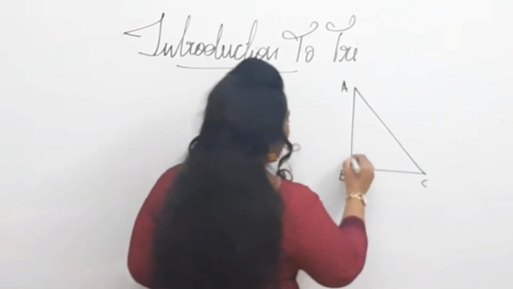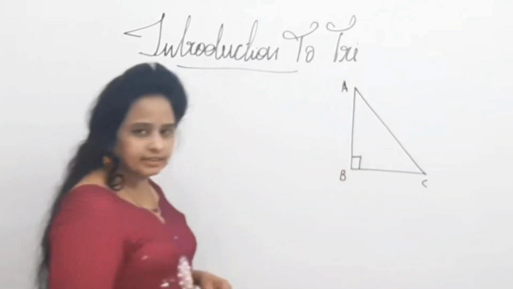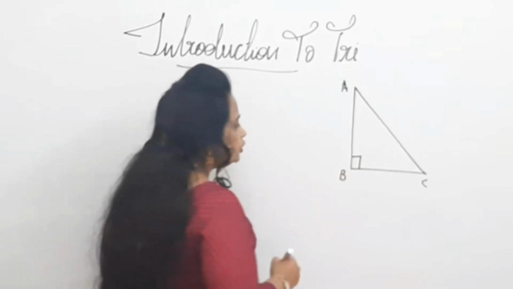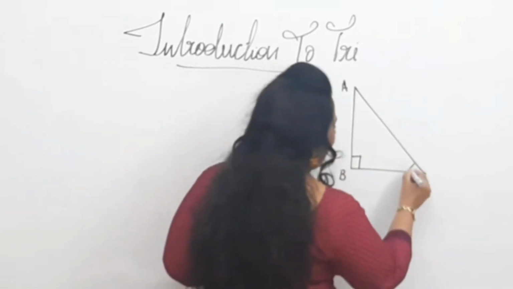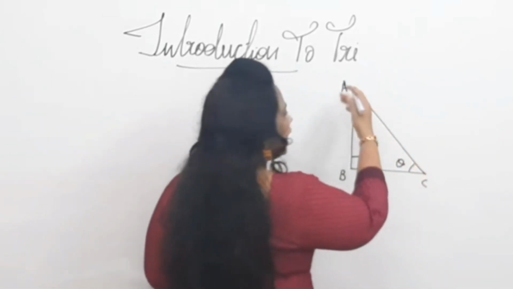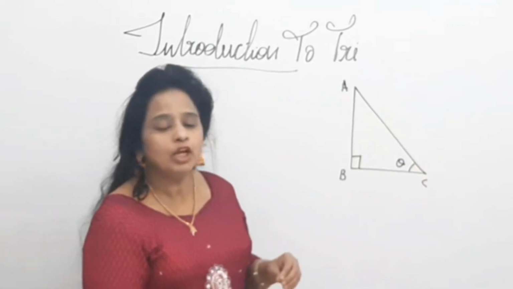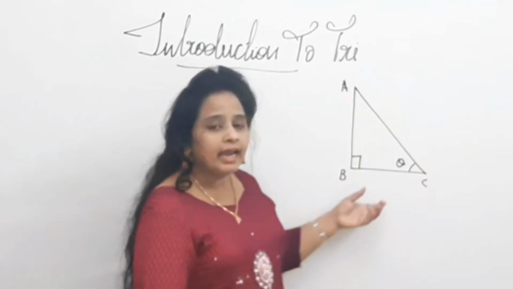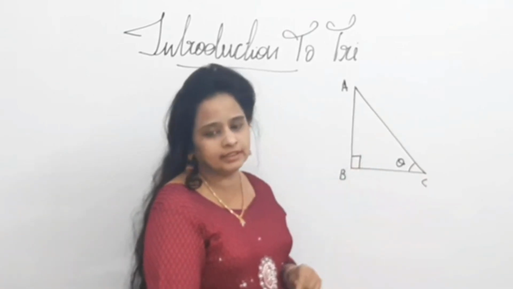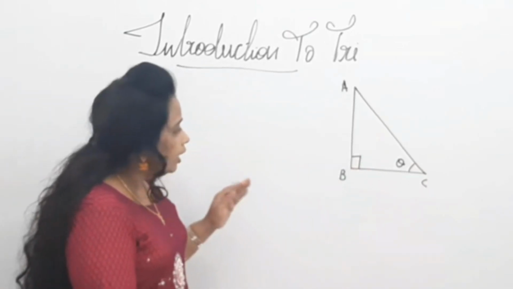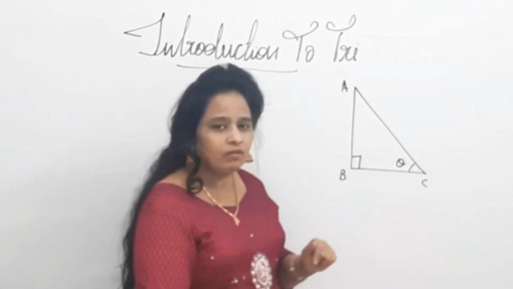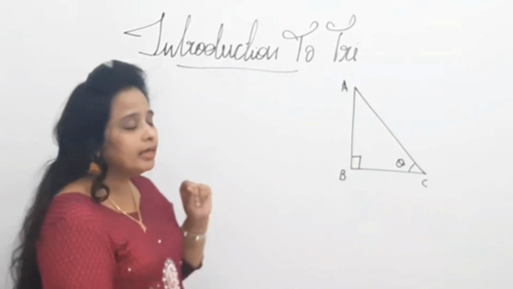So here angle B is equal to 90 degrees. Now I'm going to place my theta either at C or at A. That is the only possibility for me to place my theta, in any of these two vertices. So I got my theta right now. I have to write my ratios.